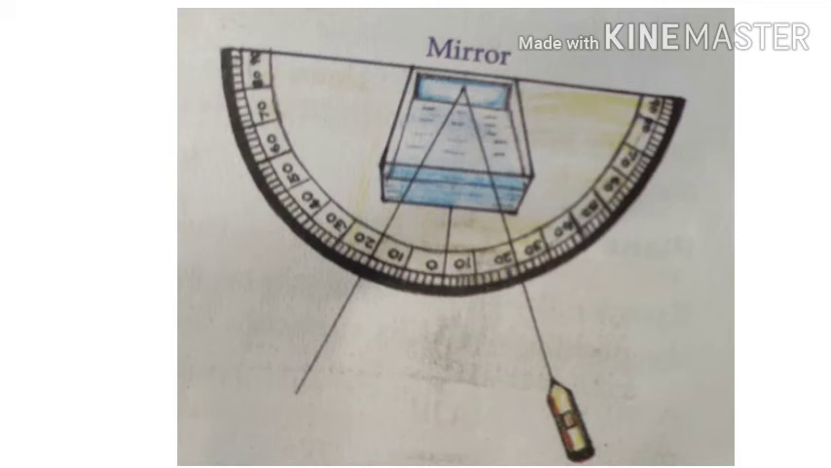Take water in the vessel. Add a few drops of milk or soap solution, or even you can use Dettol. This is to see the path of light clearly.